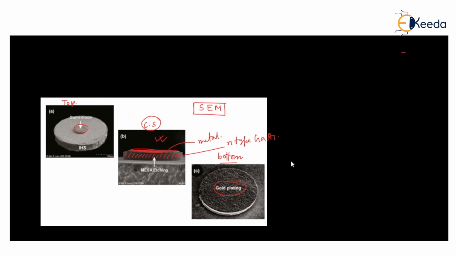So this is all about the Gunn diode. In this Gunn diode, we have seen that it gives us some microwave energy when we give it a DC voltage.